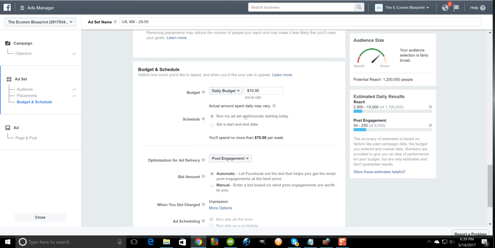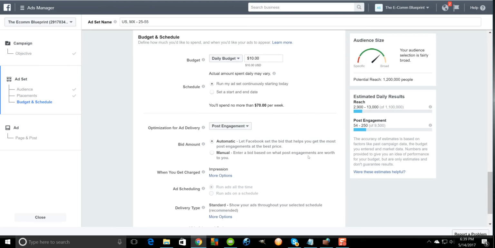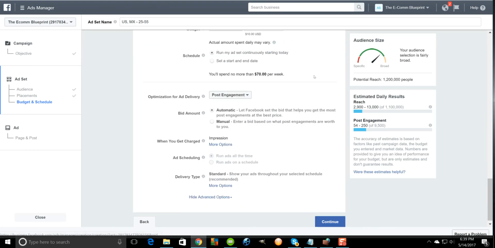You can run your ad continuously if you'd like to, or you can create a start and end date. I'm just going to have this run continuously because I could end it at any point. This is how much you're going to spend per week. You don't have to worry about touching any of this stuff because Facebook is going to automatically serve your ad and optimize your ad for you.